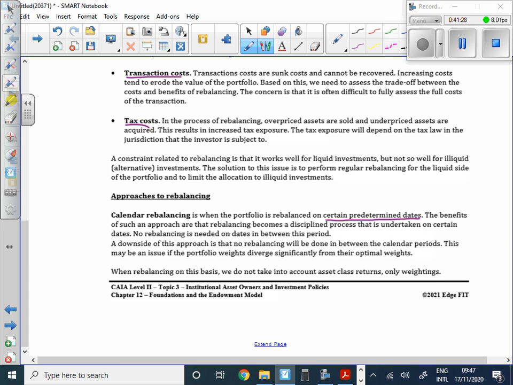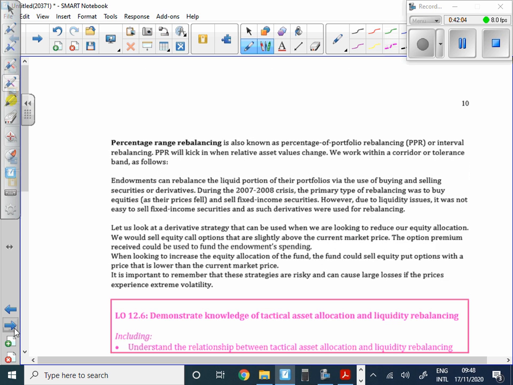Some of the benefits of this is that it's a very disciplined type of approach. It works nicely because you know when you're going to do it. Everything is prepared and planned for. It's cost effective. The downside is what happens in between, when no rebalancing is done until you arrive at the next particular date. Your portfolio weights may be quite out of kilter from what the strategic asset allocation says they perhaps should be.